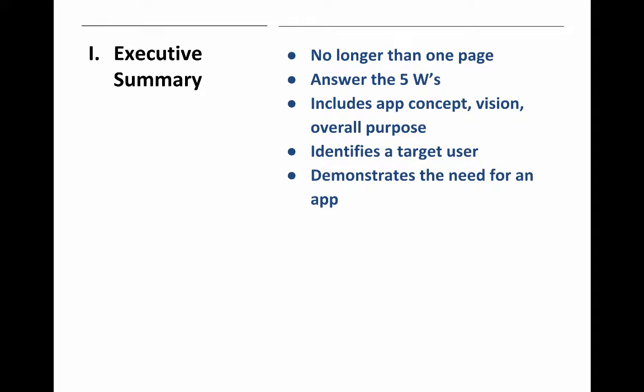The executive summary should answer the 5 W's: who, what, where, why, and when. Clients will often have an app concept, vision, and users in mind. It's going to be your job to make sure that concept and vision is sound and that they've got the right users in mind. The executive summary can also include program, business, or organizational history and goals.